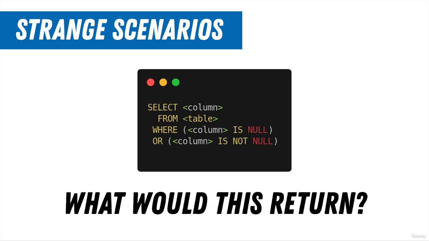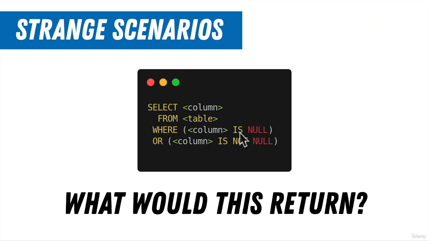Here's the next strange scenario. What would this return? Well, here we're using the IS keyword. So IS NULL or IS NOT NULL. So we're saying where it is null or it isn't null. In this case, because we're using IS NULL, we're saying if it is null or it isn't null, return us the data set. So what would this return? Pause the video and think about it real quick.